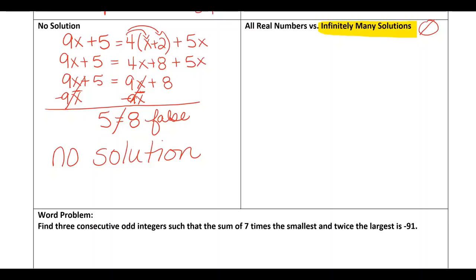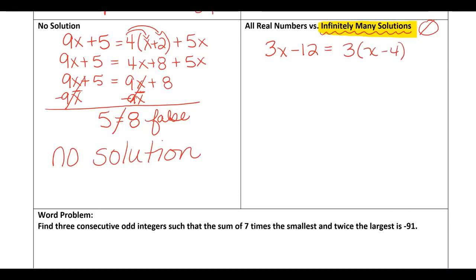Now, the next case is all real numbers. Remember, sometimes you use this and it's in the wrong context. So first, let me explain to you the problem. Here is our problem. 3x minus 12 equals 3 times x minus 4.